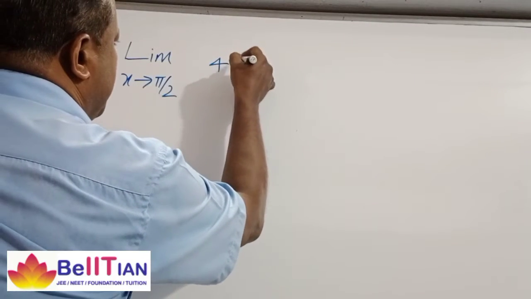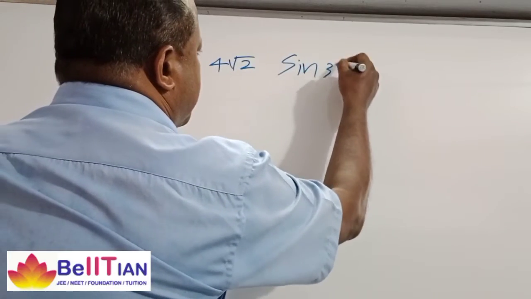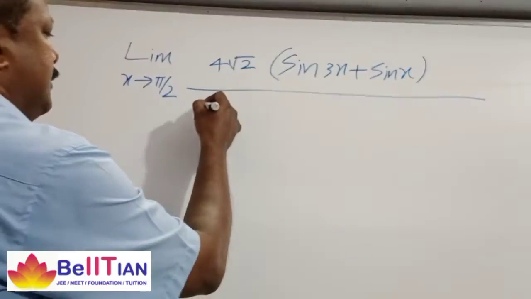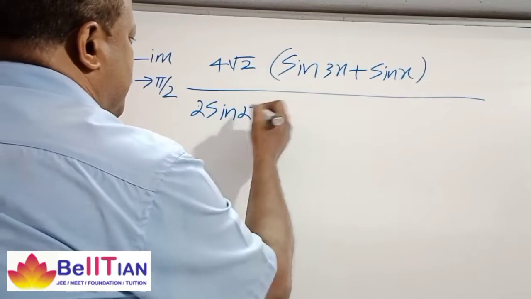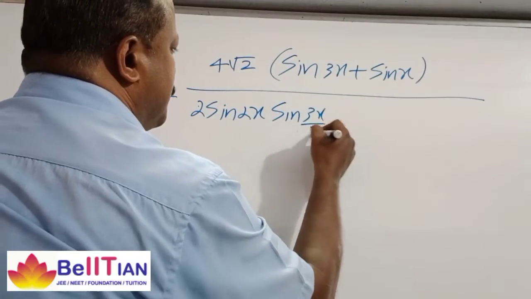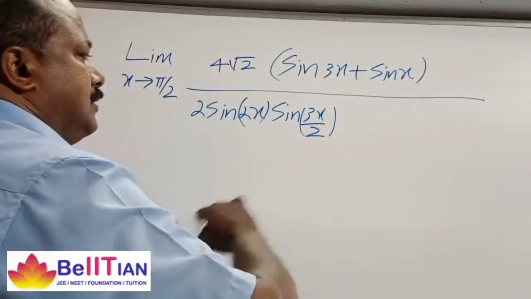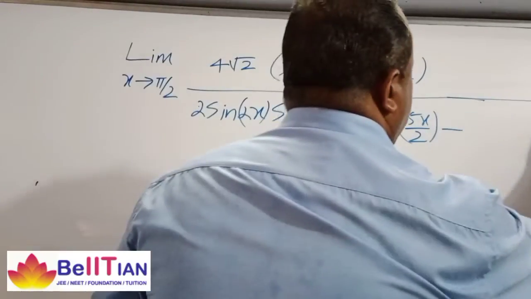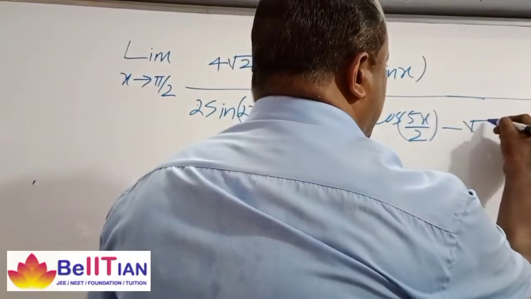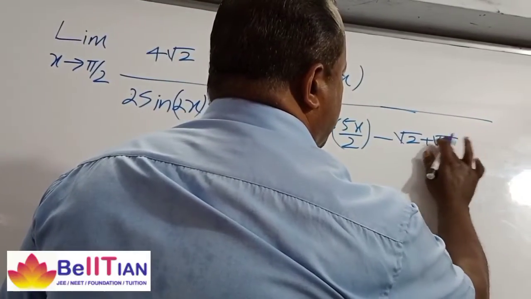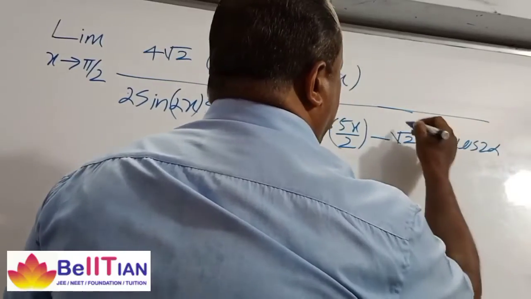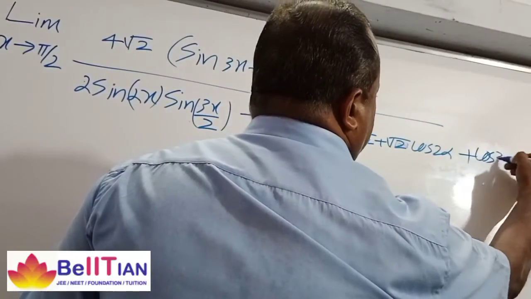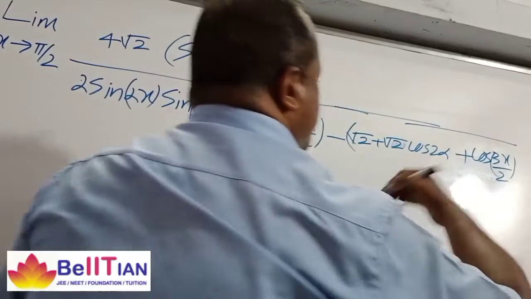Then 4 times root 2 into sine of 3x plus sine x, the whole divided by 2 sine 2x into sine 3x divided by 2, plus cosine of 5x divided by 2, minus root 2 plus root 2 cos 2x, plus cosine of 3x divided by 2. This is the question.